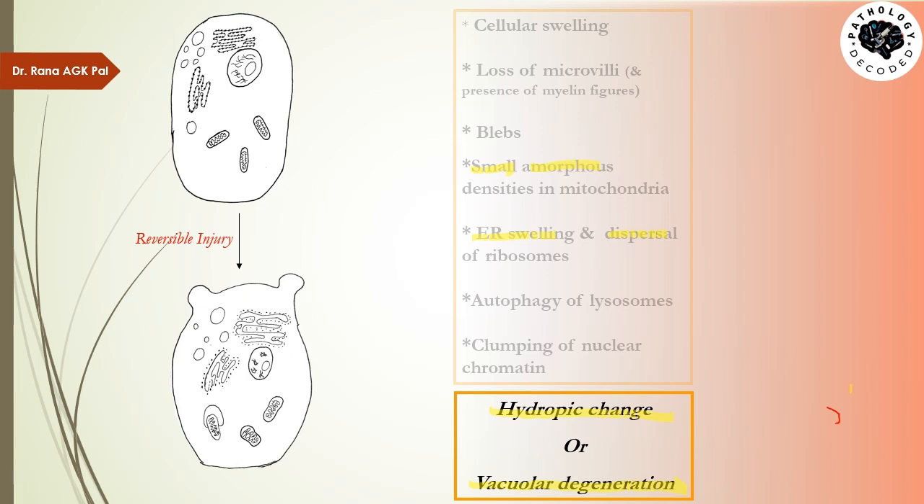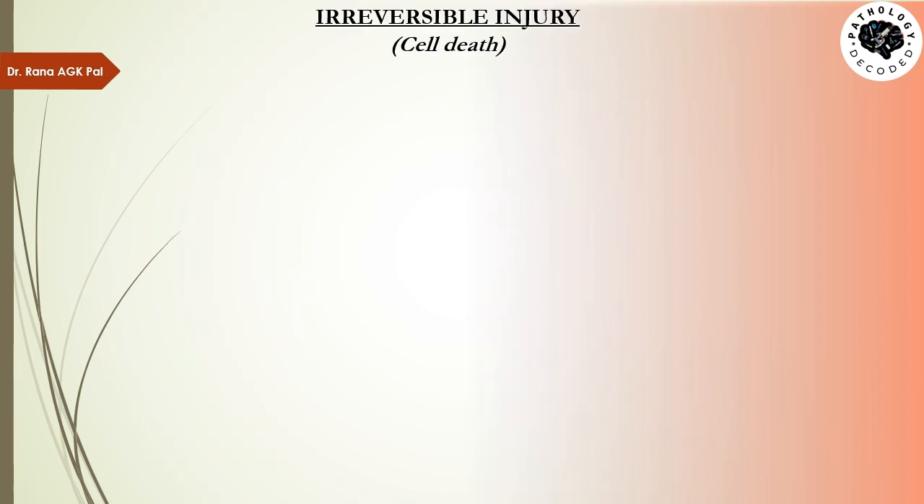The question comes, briefly discuss hydropic change or briefly discuss vacuolar degeneration. Please don't get confused. You just have to explain whatever I have told in these slides regarding reversible cell injury. Now, like I told you in the first slide, if the stress becomes severe or if it persists for a long time, ultimately the cell will go into a state known as irreversible cell injury.